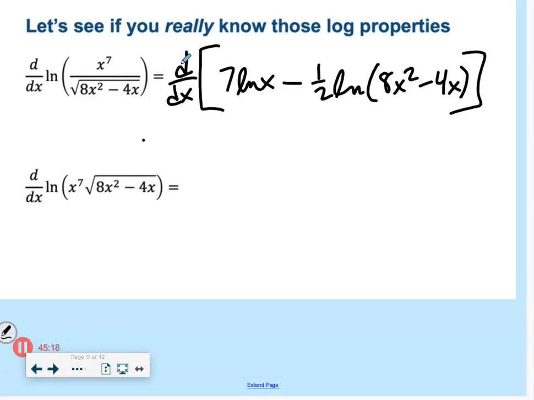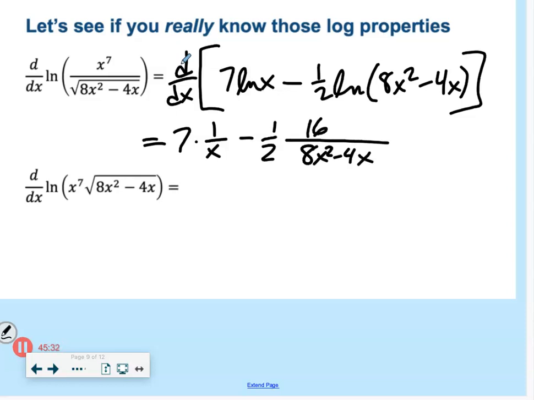Okay, so anyway, for this guy, we get 7 times the derivative of ln x, which is 1/x, minus 1/2 times, guts go on the bottom, derivative goes on the top, 16x minus 4. I'm going to put that in parentheses, and then I'm going to stop. Done.